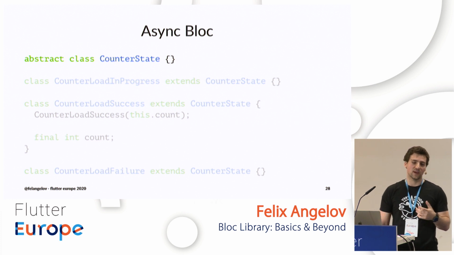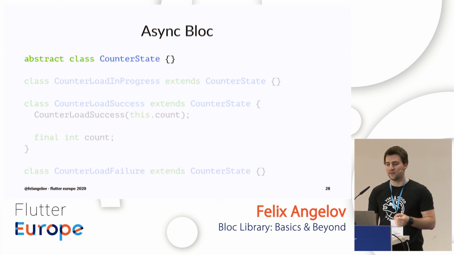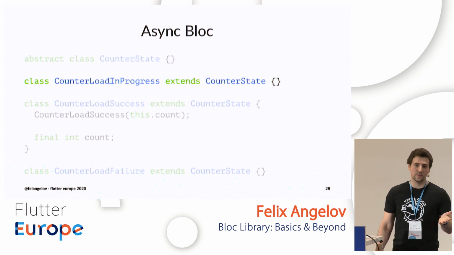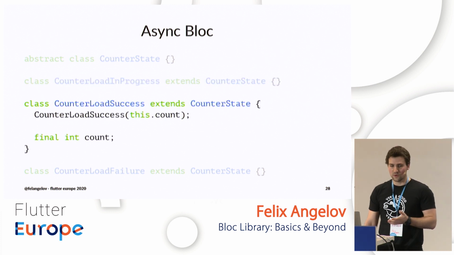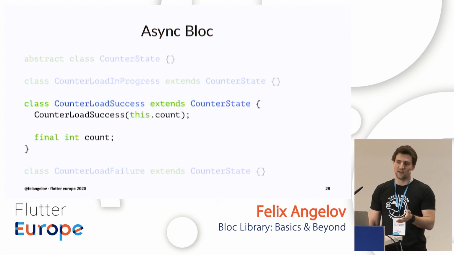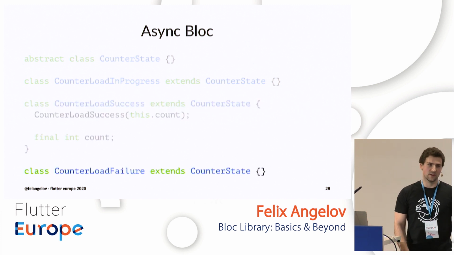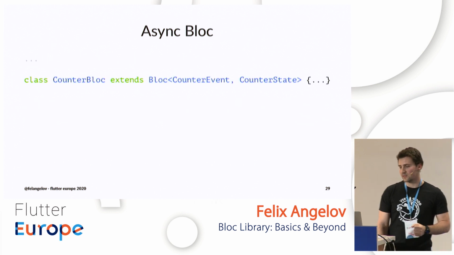We just need to change how we represent the state. So instead of an integer, we can change our representation to use a class. So we can have a counter state, and we can subclass the counter state and have a counter load in progress, which would be the state of the block while it's fetching asynchronously whatever data it needs. We can have a counter load success, which contains the value of the counter once we've fetched it successfully. And we can also have a load failure, because you can always have a failure, right? If you make network requests, we should handle those failure cases.